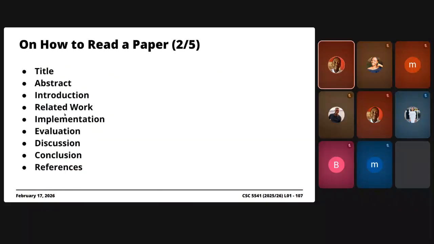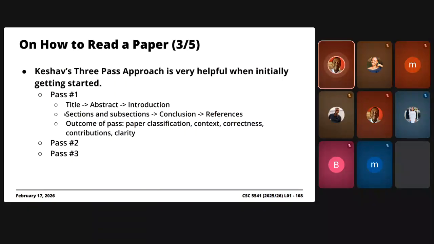Okay? And then he outlines in the paper, so in pass number 1, for instance, you just quickly read the title, the entire abstract, which is usually at most 500 words, the introduction, and then you just read the section headings. Or rather, you read the conclusion and references, you scan through them.